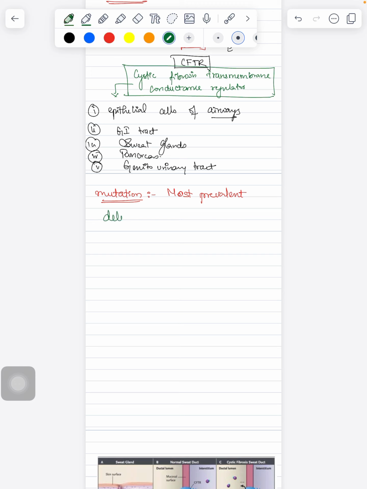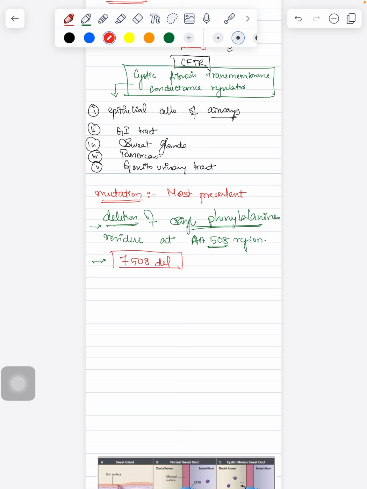It is deletion of the single phenylalanine. This is an amino acid, right? So deletion of a single phenylalanine residue at amino acid number 508 is the most prevalent or most common mutation. That is the F508 deletion.